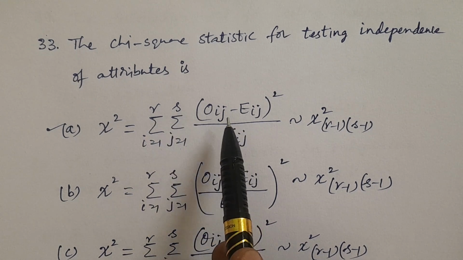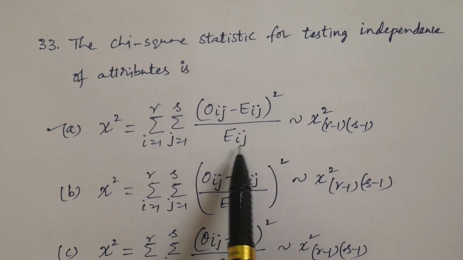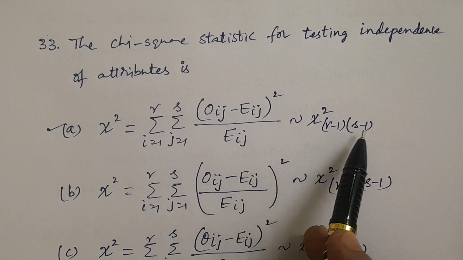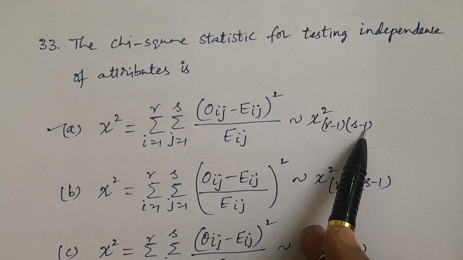To 1 to s, Oij minus Eij whole square by Eij. Follows chi-square r minus 1 into s minus 1 degrees of freedom.